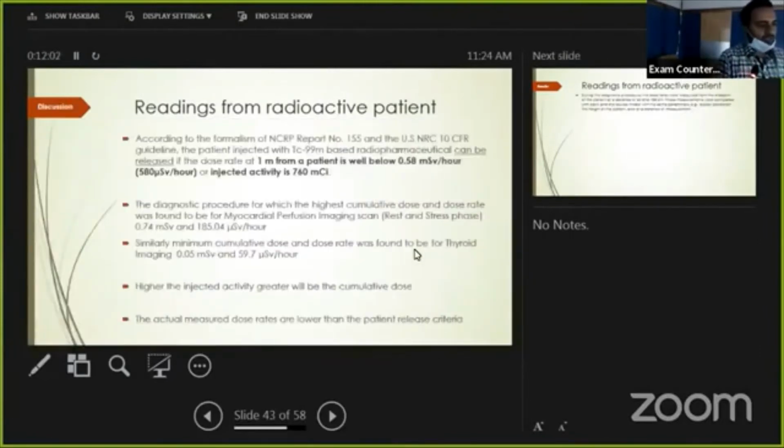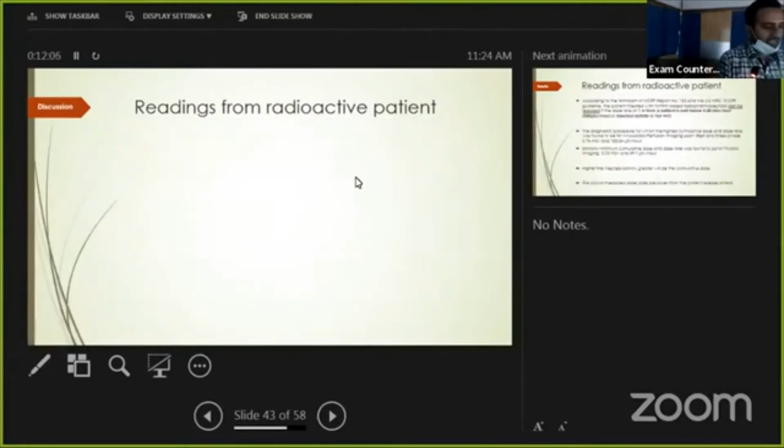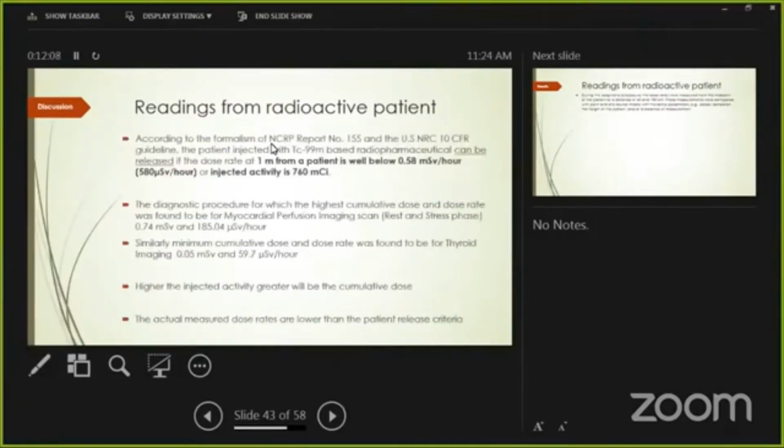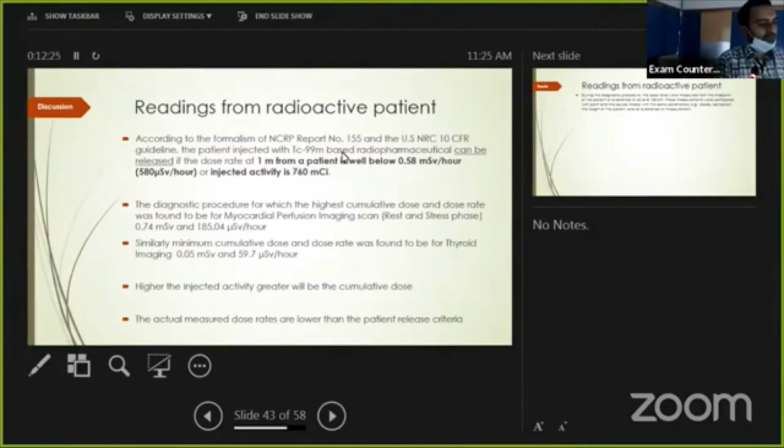So readings from the radioactive source give one piece of information, and that is quite possible. That means we have the reading, that means the activity: the higher the activity, the higher will be the radiation dose received by the patient. Typically these are not employed in the clinical setting because the release criteria for technetium-99m, found by the NCRP report 155 and US NRC, is 760 mCi.